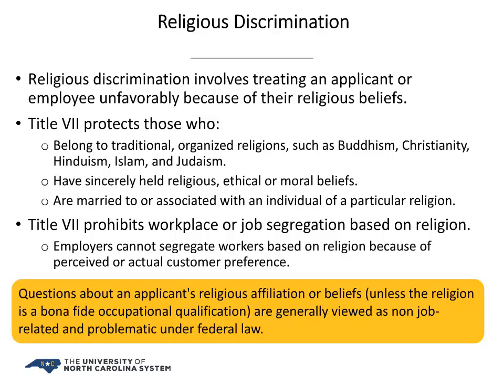Religious discrimination involves treating an applicant or employee unfavorably because of their religious beliefs. Title VII protects those who belong to traditional, organized religions, such as Buddhism, Christianity, Hinduism, Islam, and Judaism. It also protects those who have sincerely held religious, ethical, or moral beliefs, or are married to or associated with an individual of a particular religion. Title VII prohibits workplace or job segregation based on religion.